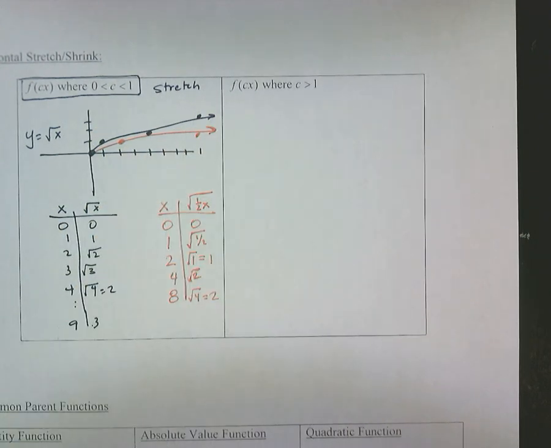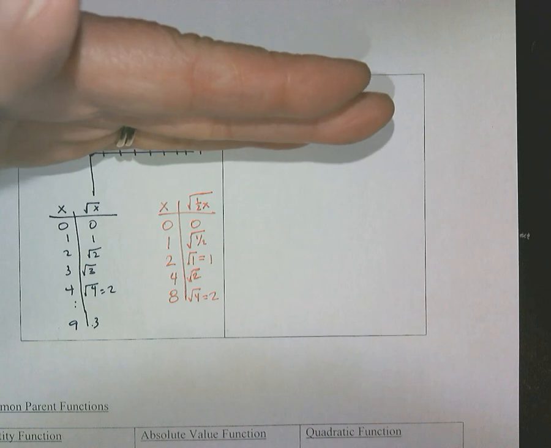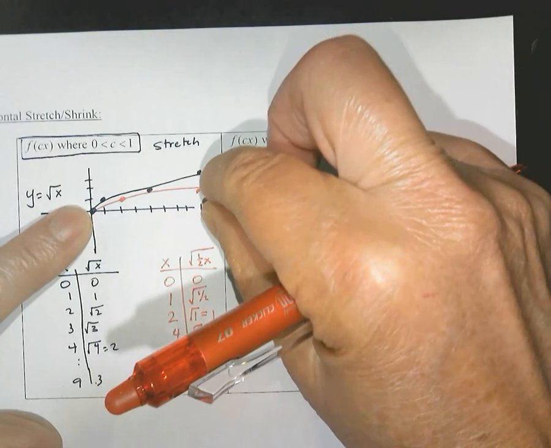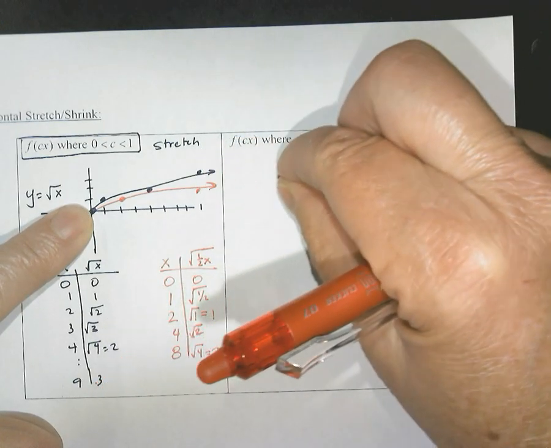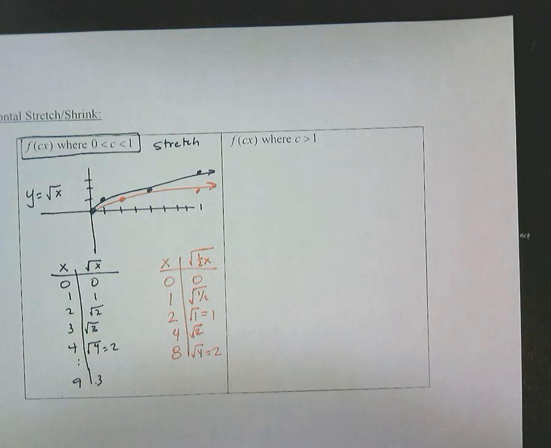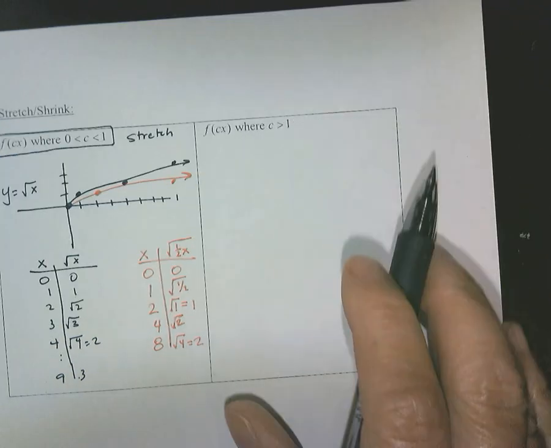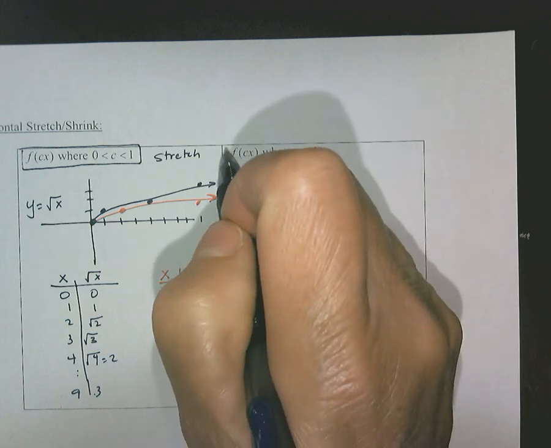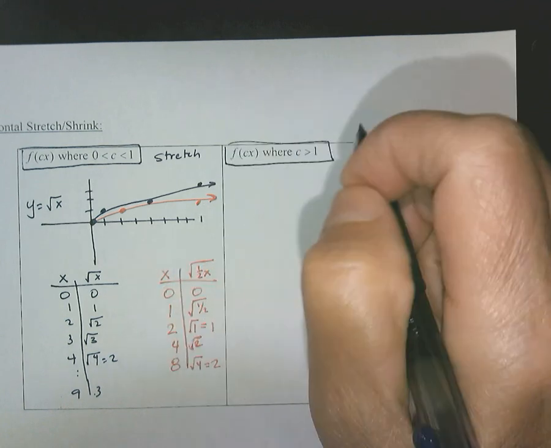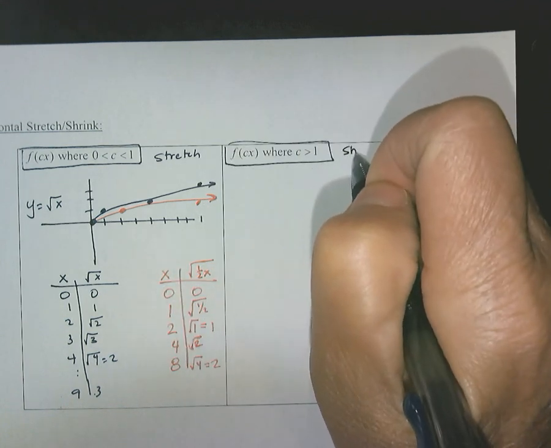So this one looks like it's getting pushed down, but it's really getting pulled. Taking this and pulling it, it's stretched it horizontally. The next one that's horizontal is going to be a shrink or a compression.